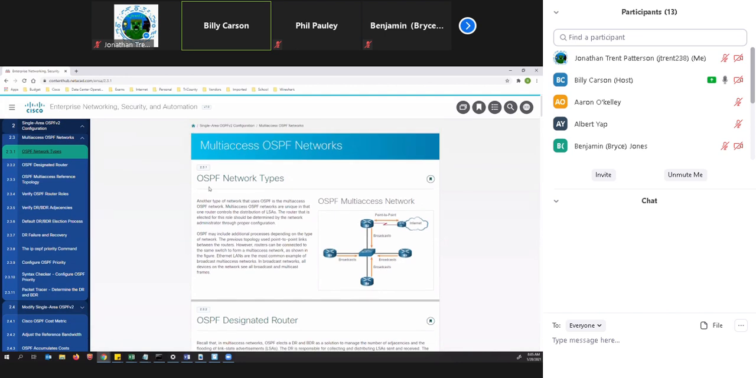Okay, so we're talking about OSPF. OSPF, true or false? Is it a link state routing protocol? True. Excellent. It's true. Okay, and as these routers come up, what are they sending out to the other routers when they come up?